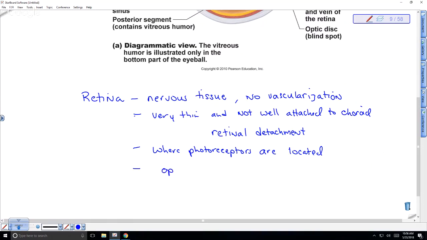Okay, so the optic nerve innervates the retina. And where it innervates the retina, this is what is referred to as your blind spot. They call this also the optic disc.